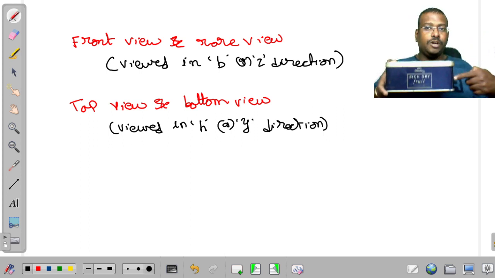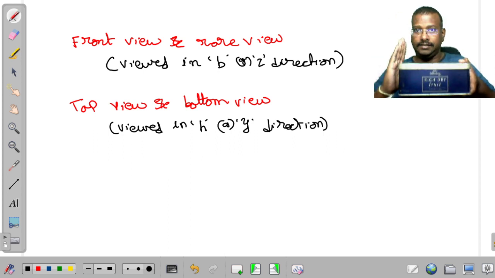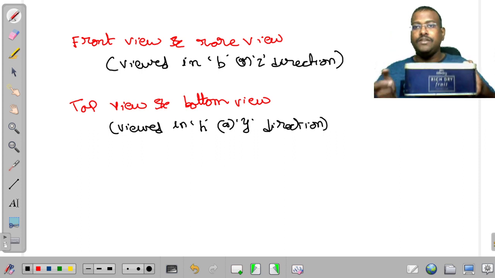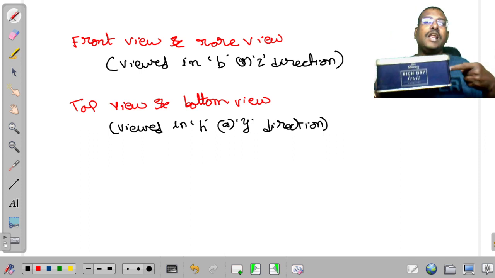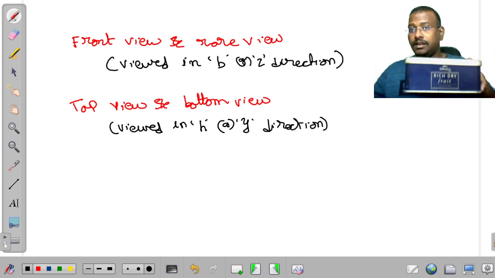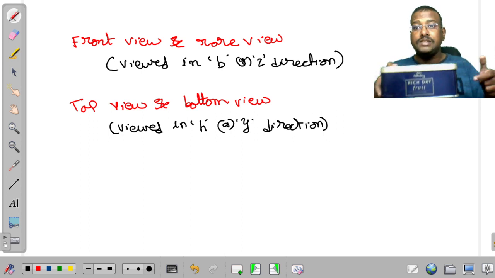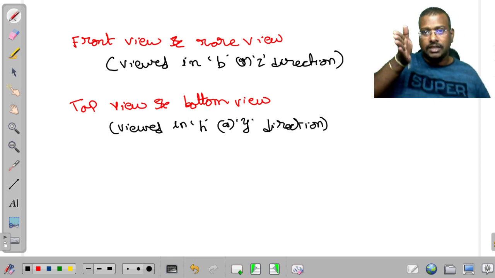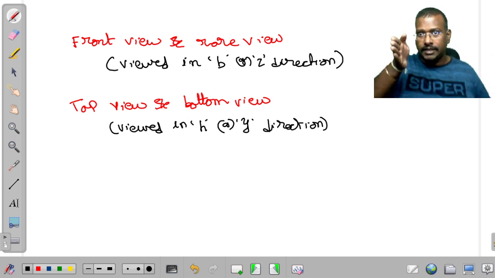Shadow is falling here. This is called right side view. Sir, if I view from here, this shadow will fall on a surface like this. It falls on a surface which is present like this. So this is the right side view, and this is the left side view. These two will fall on a plane which is going to be present like this.